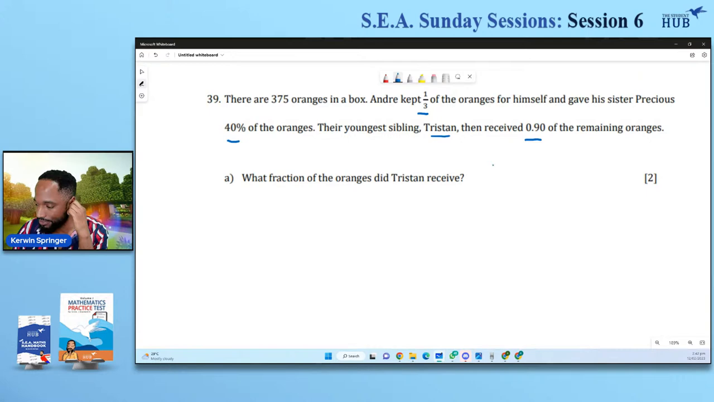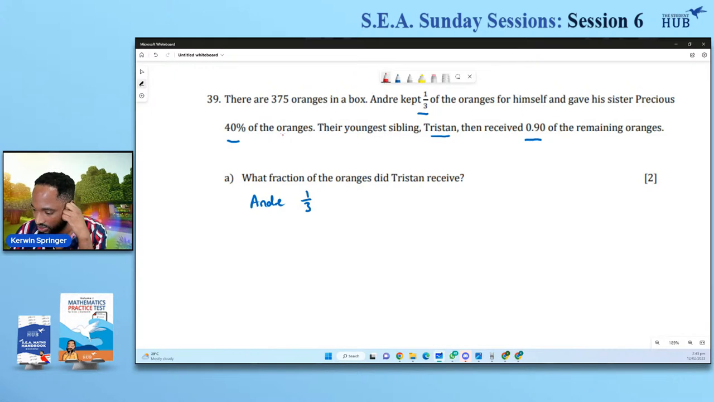Okay. So Andre kept 1/3, and after that there remained 2/3, and gave his sister 40% of the oranges. Oh no.